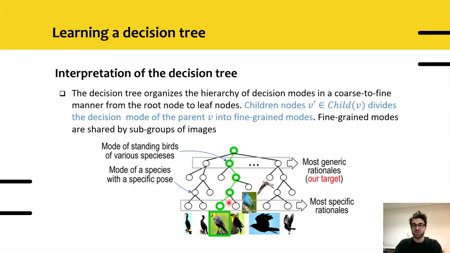So how can we interpret the decision tree once we have built it? We have this decision tree, and we have a hierarchical encoding of the decision modes, and the children nodes V prime belonging to the children of V divide the decision mode of the parent V into fine-grained modes.